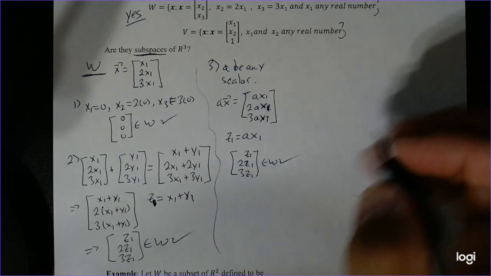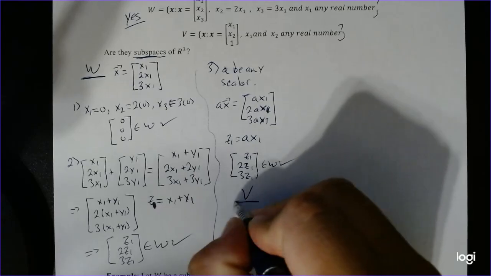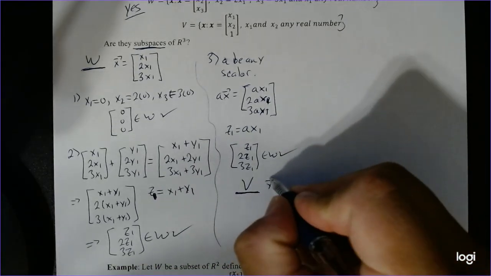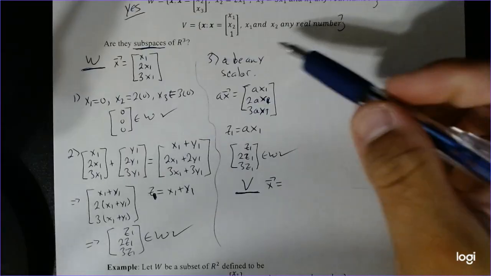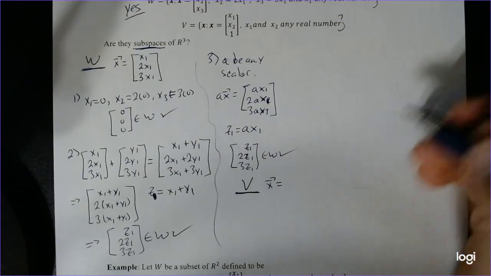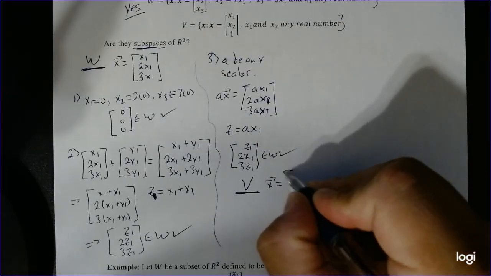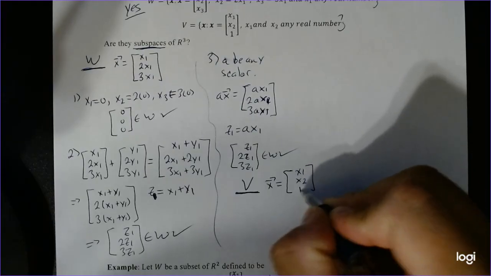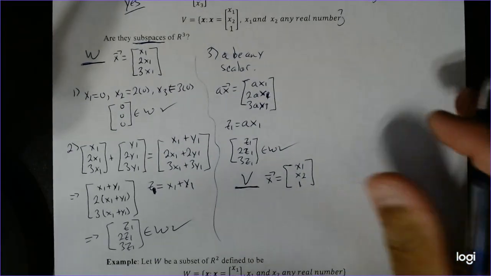Okay, so now let's try V. Okay. All right, so a vector V follows this template where it says x1, x2 can be any number, and it restricts x3 to be 1. So literally it is just that.